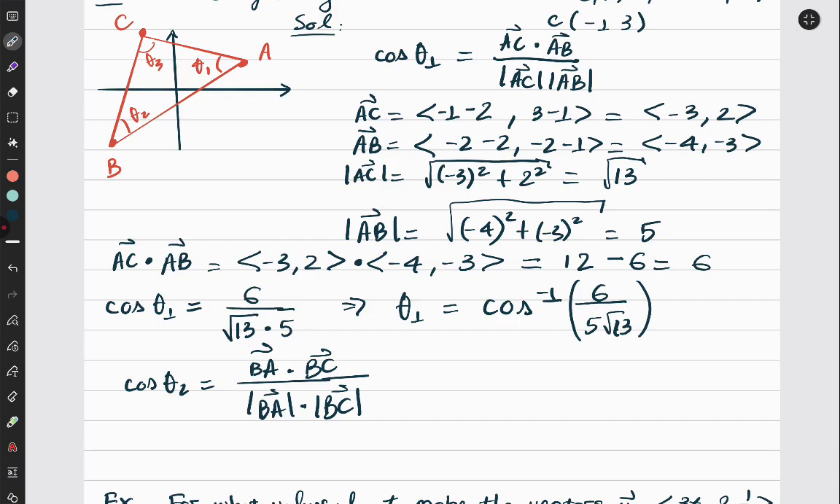BA would be? What do you think? (4, 3), right? BA would be (4, 3). You don't need to do the math again. And also, do you have the length of BA somewhere in here? It's 5, right here. So you can omit these two, and eventually you're going to have theta 2 equal inverse cosine of some number.